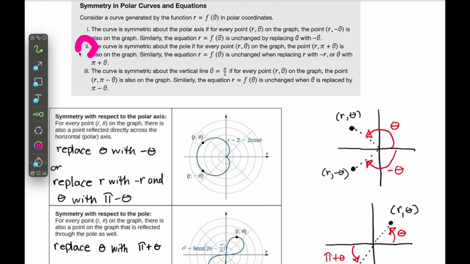Looking at the second property, we could have that the curve is symmetric about the pole. And when we talk about the pole, we mean what we think of as the origin. It's the center of the graph. So if for every point r theta on the graph, we have the point r, pi plus theta is also on the graph, then we have that pole symmetry.